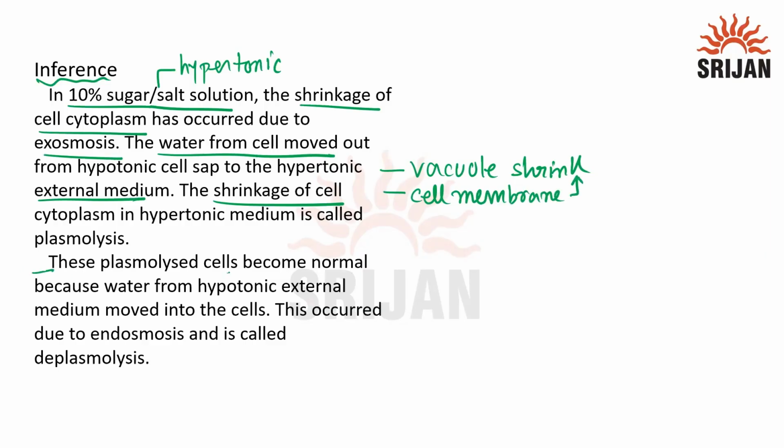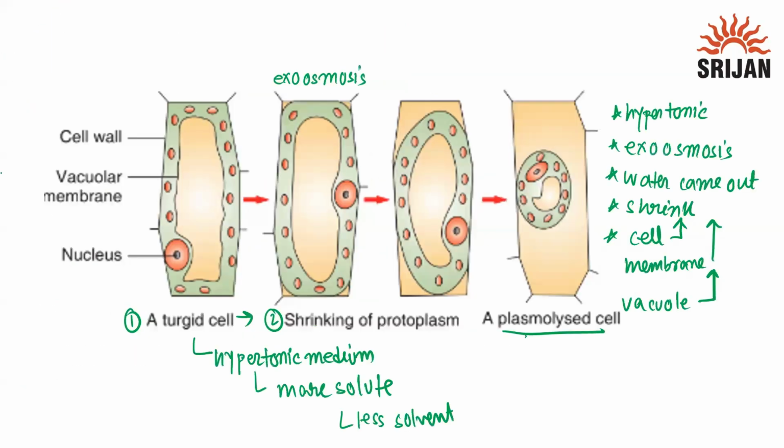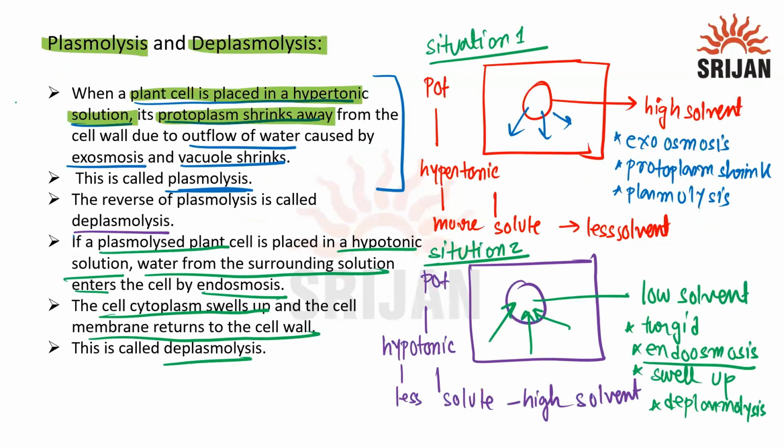Now when we add normal water, it's a hypotonic medium, so the cell will get back to its normal shape and size. It will get turgid now, and endosmosis will happen. In the hypertonic medium, exosmosis occurred, but in the hypotonic medium, endosmosis will occur and deplasmolysis will take place. So here we understood what plasmolysis and deplasmolysis are in more detail. Hope you students understood it. Thank you.